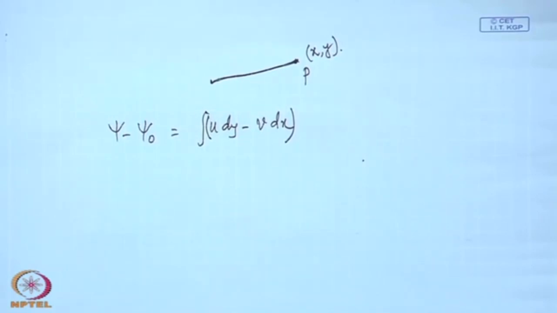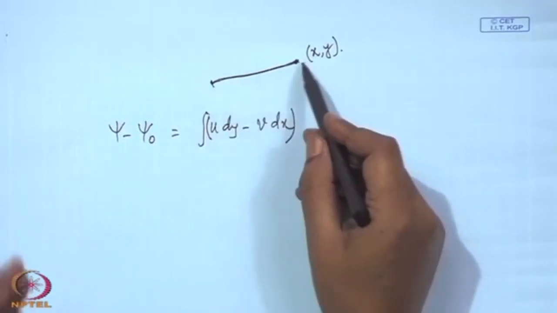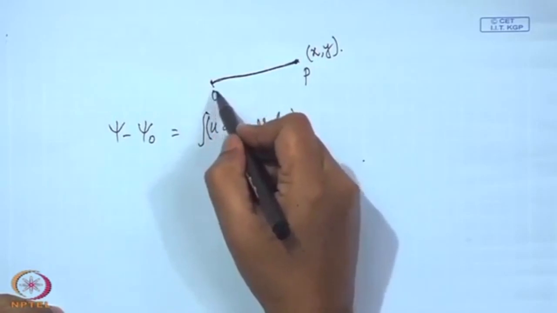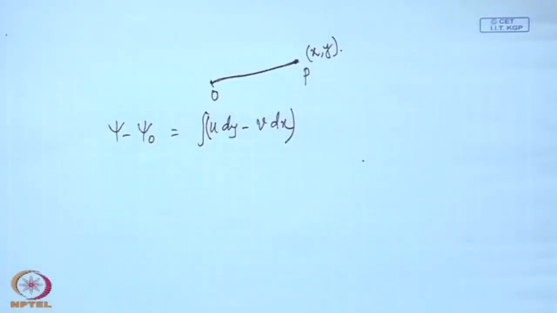Imagine a surface of unit depth, that is, imagine that this line OP is translated by a unit distance in the third direction, the z direction. It will make a surface. If this line OP is translated in the z direction by a unit distance, it will trace a surface of unit width. Think of that surface and then tell what is the meaning of this integration.